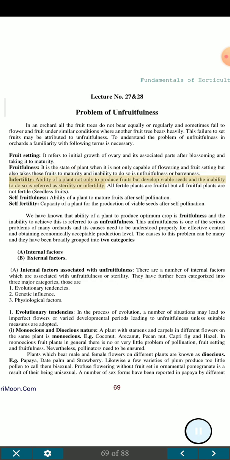Infertility. Ability of a plant not only to produce fruits but to develop viable seeds, and the inability to do so is referred to as sterility or infertility. All fertile plants are fruitful but all fruitful plants are not fertile, for example seedless fruits. Self-fruitfulness. Ability of a plant to mature fruits after self-pollination. Self-fertility. Capacity of a plant for the production of viable seeds after self-pollination.